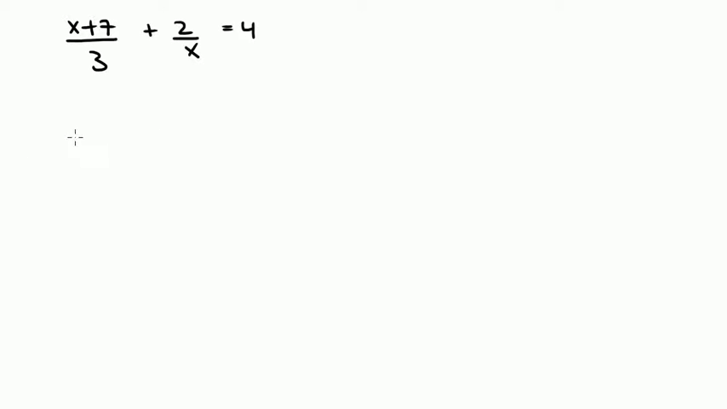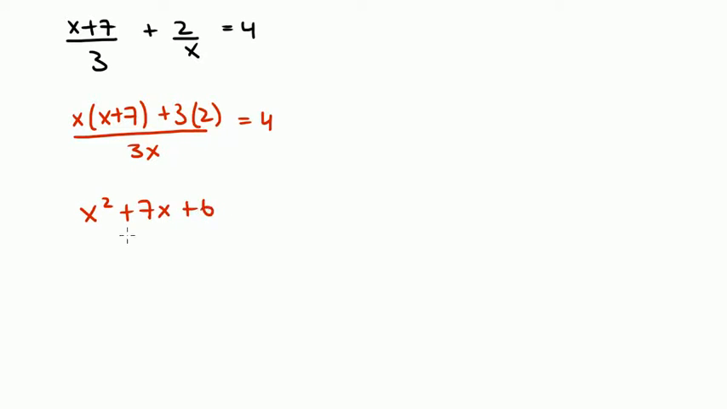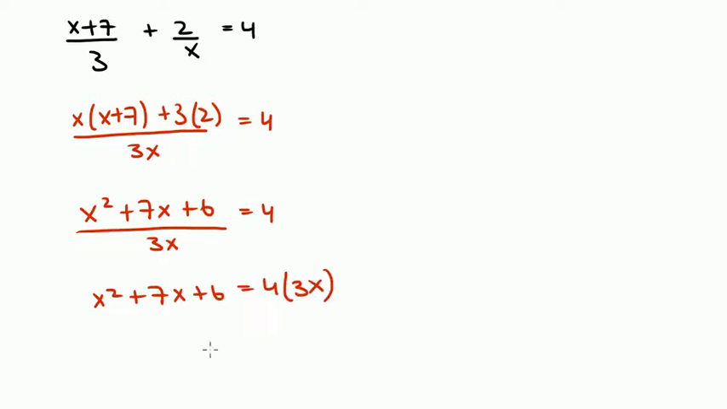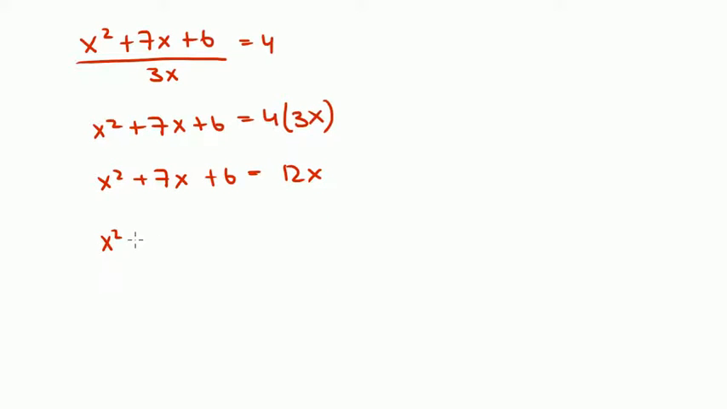So I'm going to deal with the left-hand side first and find my common denominator, which is 3x. That means I have to multiply x by x plus 7 and 3 by 2. When I simplify the top, I get x squared plus 7x plus 6. That's over 3x is equal to 4. So I'm going to multiply both sides by 3x in order to get rid of the fraction on the left. And simplifying further, moving everything to one side, I'll be left with x squared minus 5x plus 6.